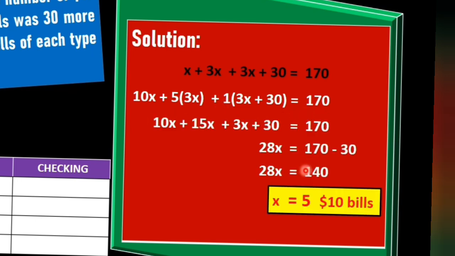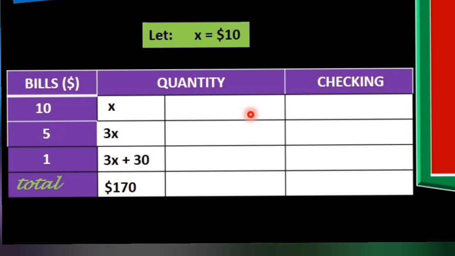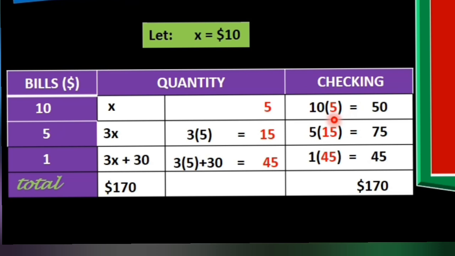Simplifying this equation, we get the number of $10 bills equals 5. So $10 bill is equal to 5. Substitute 5 in this equation. So we have 3 times 5 equals 15. Substitute 5 here. So we have 3 times 5 plus 30 is equal to 45. Checking. This one, 10 times 5 equals 50. 5 times 15 equals 75. 1 times 45 is equal to 45.